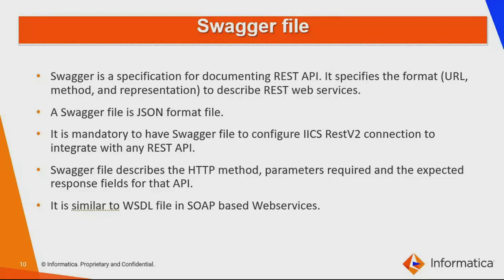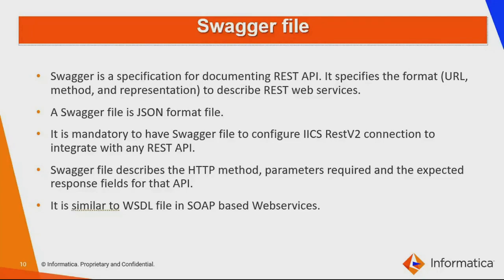Now, before we get into the details of Swagger file generation in IICS, let me tell you what a Swagger file is. A Swagger file is a specification for documenting REST API. It can be considered as a blueprint of the REST request and response. It specifies the format, which includes the URL, the method, and the representation to describe the web services. A Swagger file is usually in JSON format. It can also be in YAML format, but in Informatica we support only JSON format files.